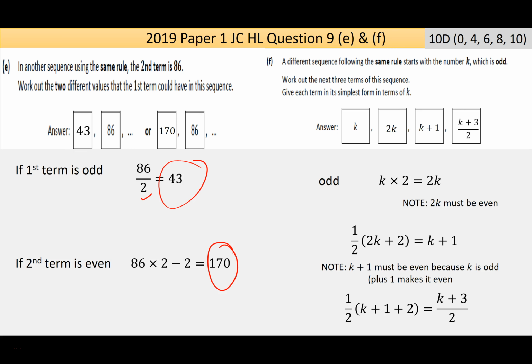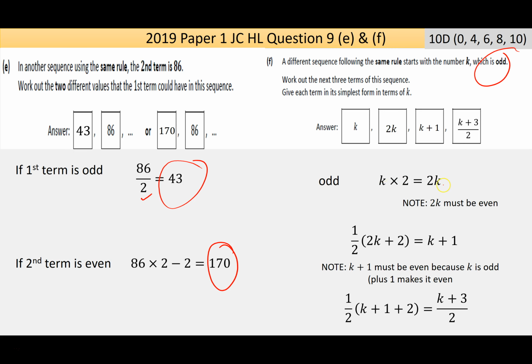Now, part F is hard as well. It says a different sequence following the same rule starts with the number k. So we're looking at general here. And they say k is odd. Okay, so we know what we have to do. If it's odd, you're multiplying by 2. So the second term is k times 2, which is the same thing as 2k.